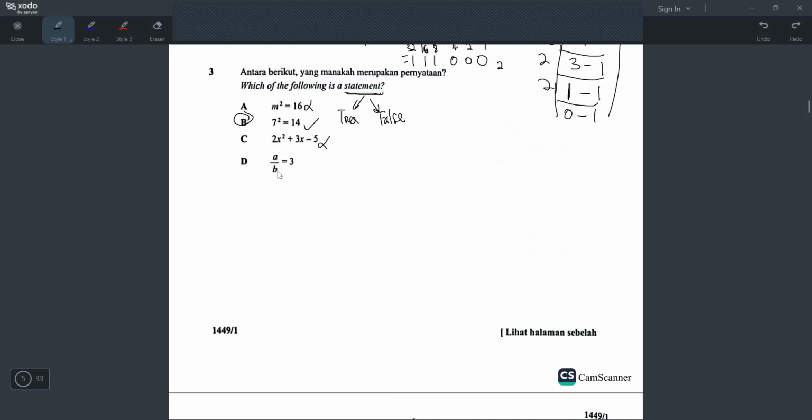Same with D. A or B equals 3. This also you cannot determine is true or false. Unless I write something like this, then this is a statement, because you can determine whether it's true or false. But if I just put an unknown there, A or B equals 3, where A and B can be anything, then we cannot determine true or false. So B is the only sentence or equation here where we can determine true or false. So B is the answer, B is a statement. Okay, hope you understand.